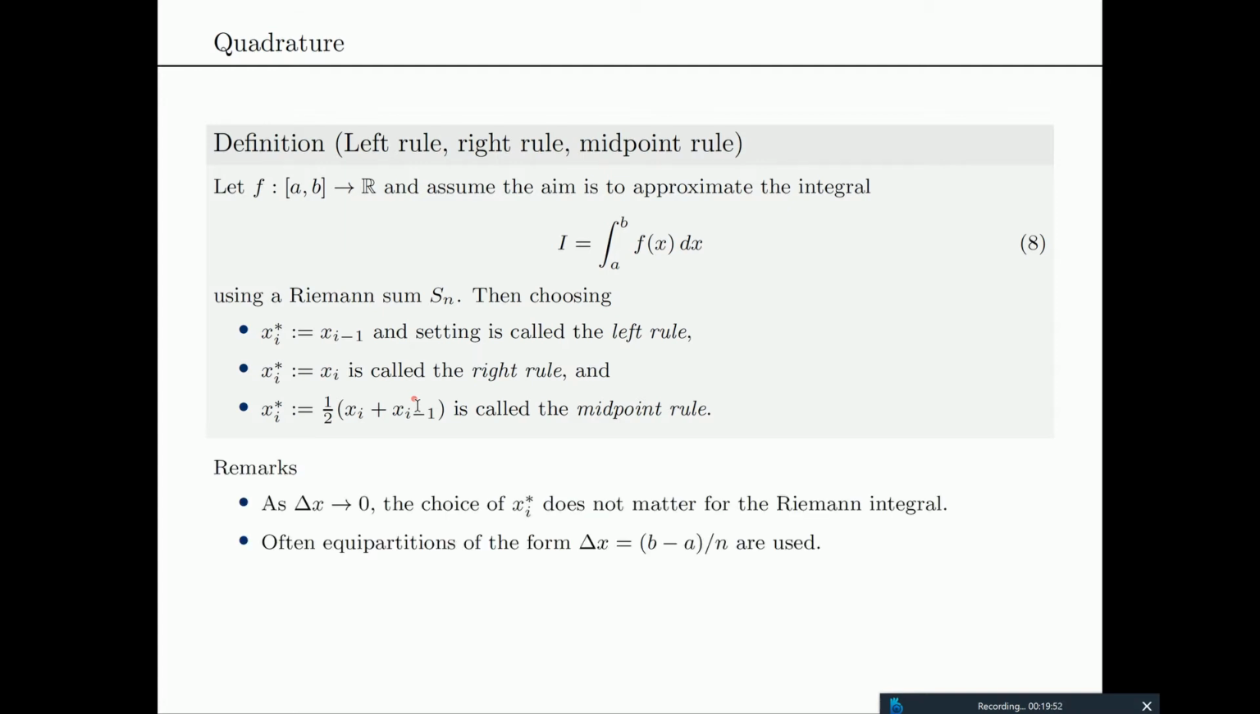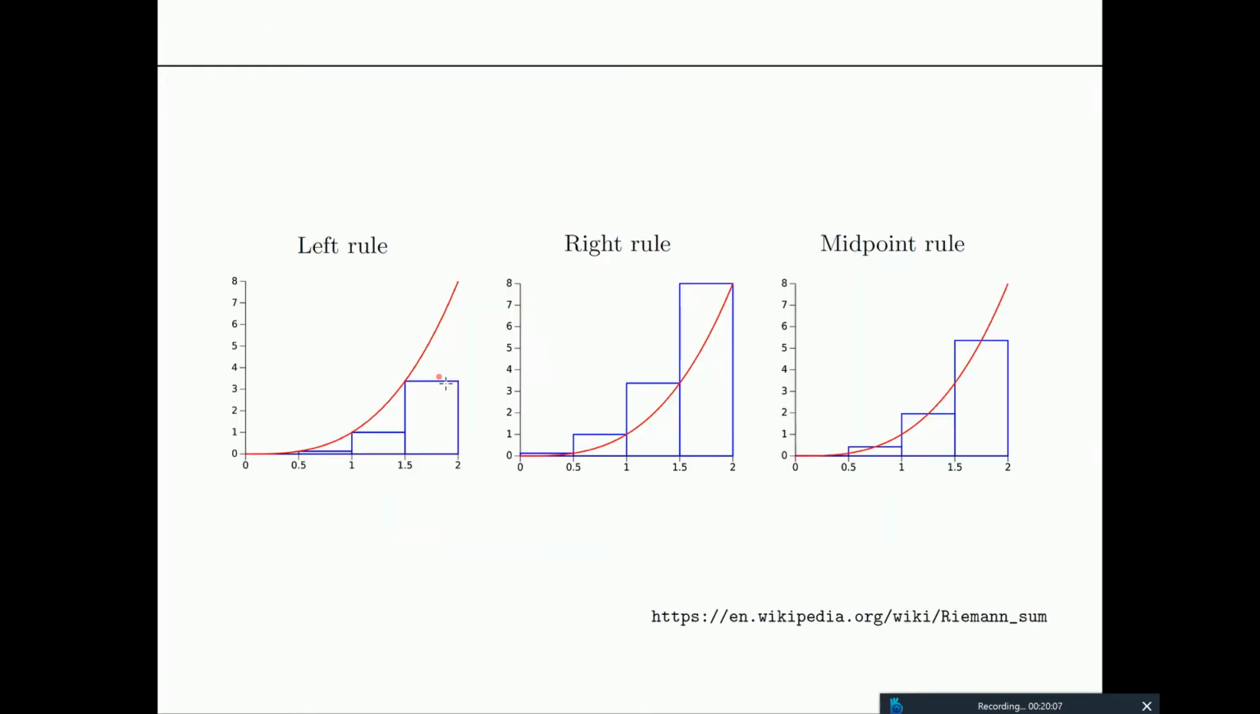This we've already seen. Often equipartitions are assumed, and what you are doing here is that you essentially approximate f by piecewise constant functions, as we see here. This is straight from Wikipedia.